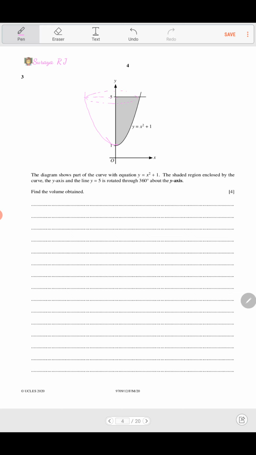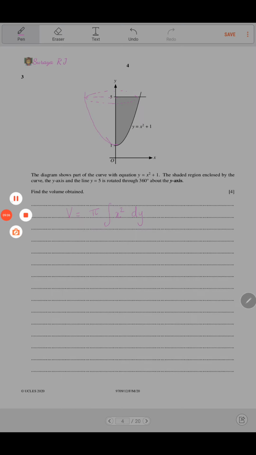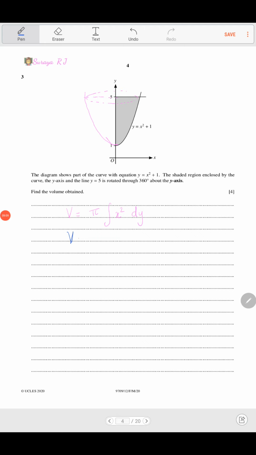So it is volume about the y-axis, and the formula is V is equal to pi integral of x squared dy. This is the formula for volume about the y-axis. So we have V is equal to pi. The limits are 1 and 5. And now we have to find an expression for x squared in terms of y.